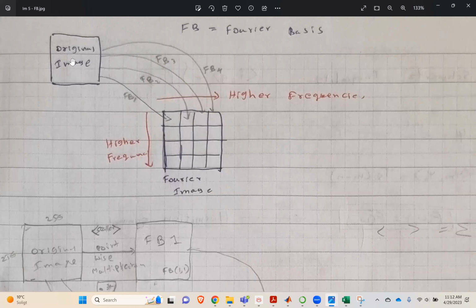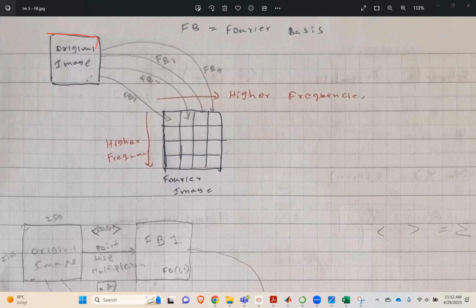So let's say you have the original image. Every pixel you will multiply with the Fourier basis. No, the original image you will multiply with the Fourier basis, and you will present it in every pixel in the Fourier basis. Fourier coefficient. Okay, I will explain again.